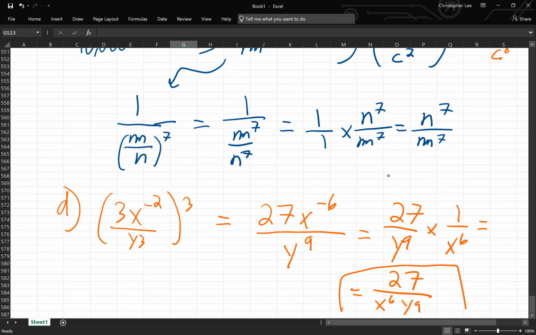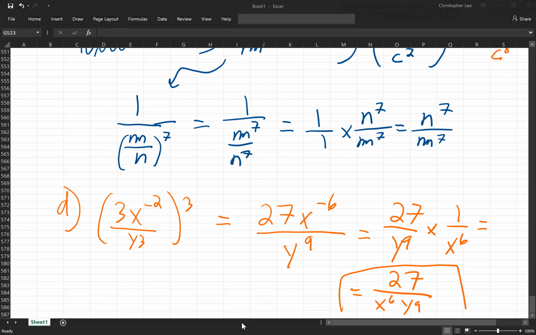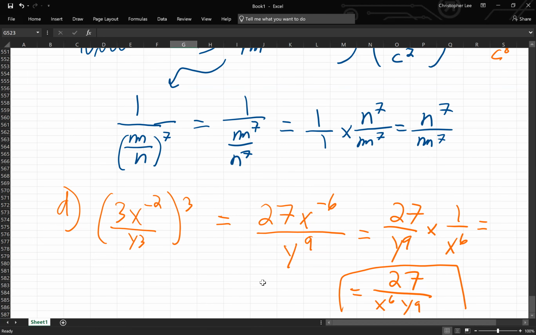Doesn't matter. Because that's like saying what is 3 times 2 versus what is 2 times 3. It's the same thing, it's just commutative. Yeah. We good? All right.